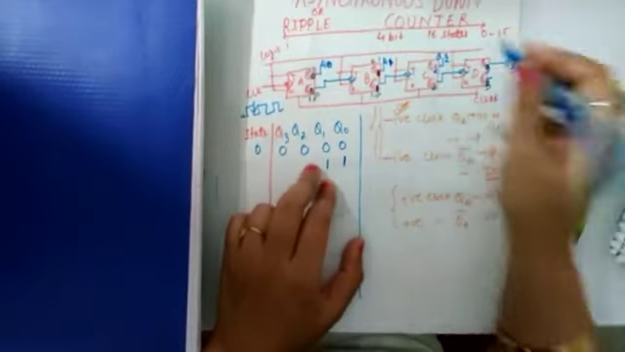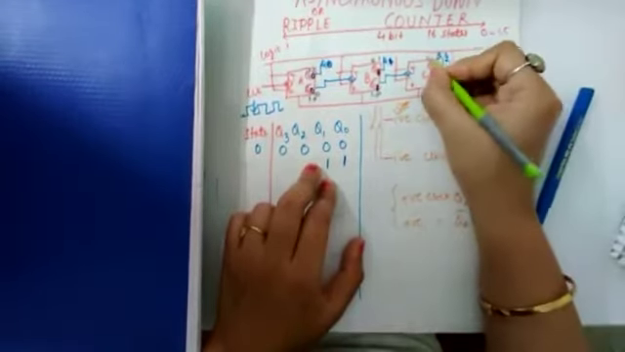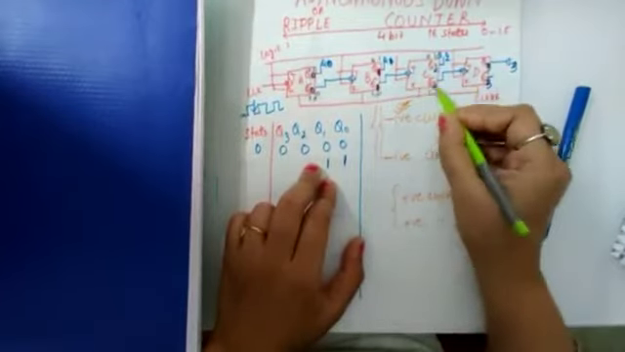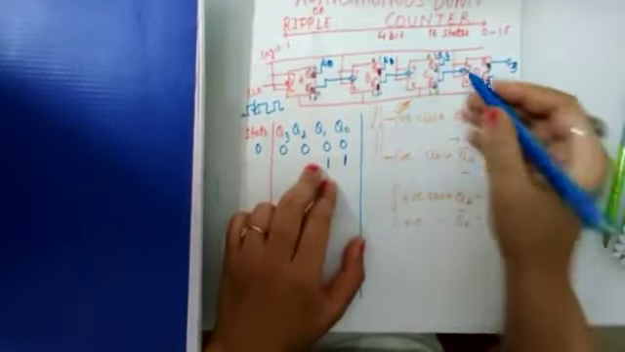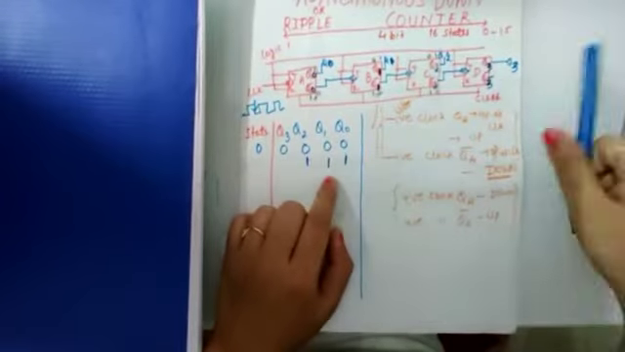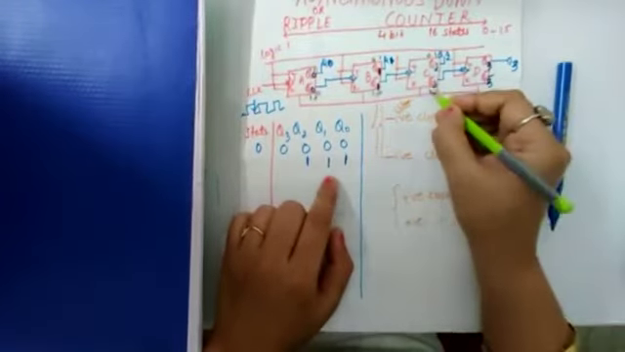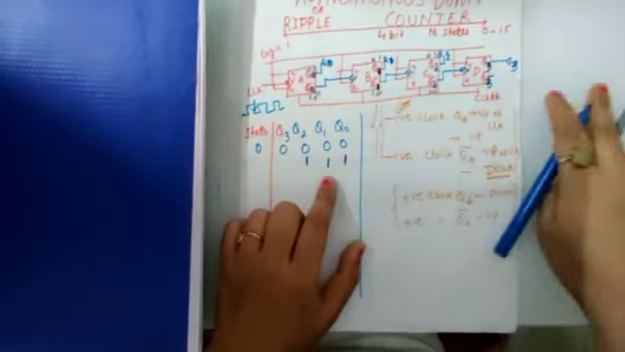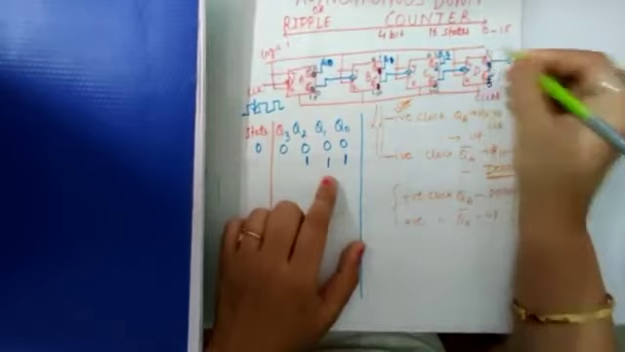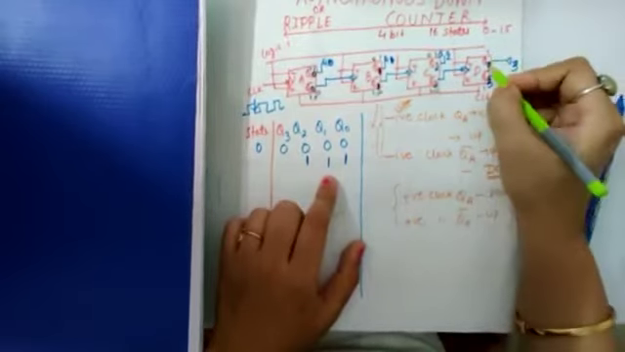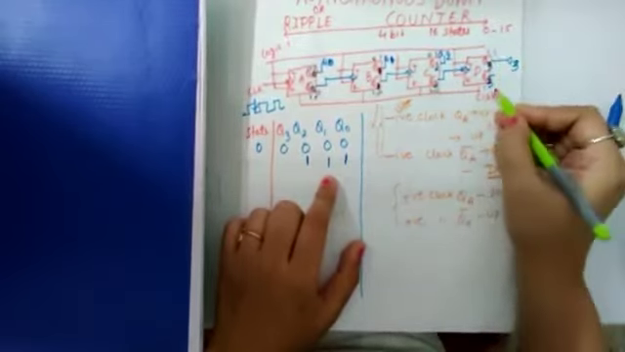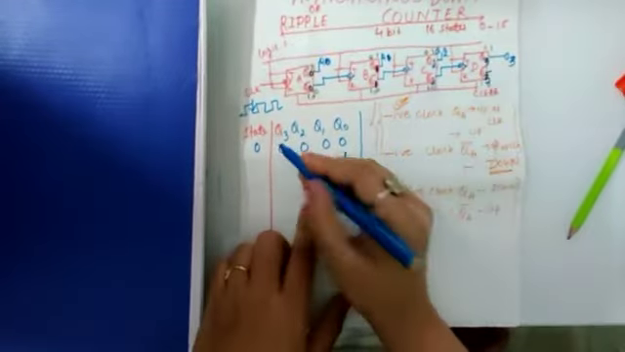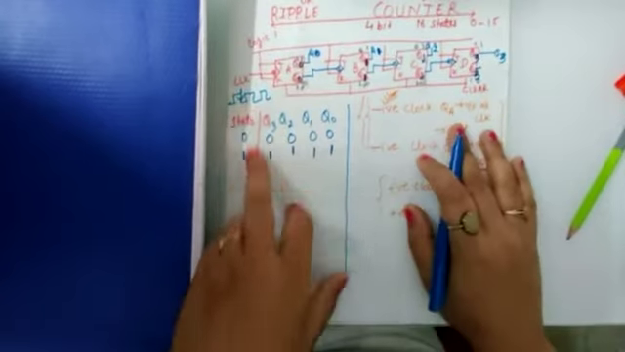So earlier Q2 was 0 and Q2 bar was 1. After toggling, Q2 becomes 1 and Q2 bar becomes 0. So first we note the value of Q2 as 1. And now see the transition from Q2 bar 1 to 0, the required transition, it will trigger the next flip flop. So Q3 toggles, earlier it was 0 and Q3 bar was 1. Q3 toggles to 1 and Q3 bar becomes 0. So the value of Q3 is 1 after applying the first clock pulse.